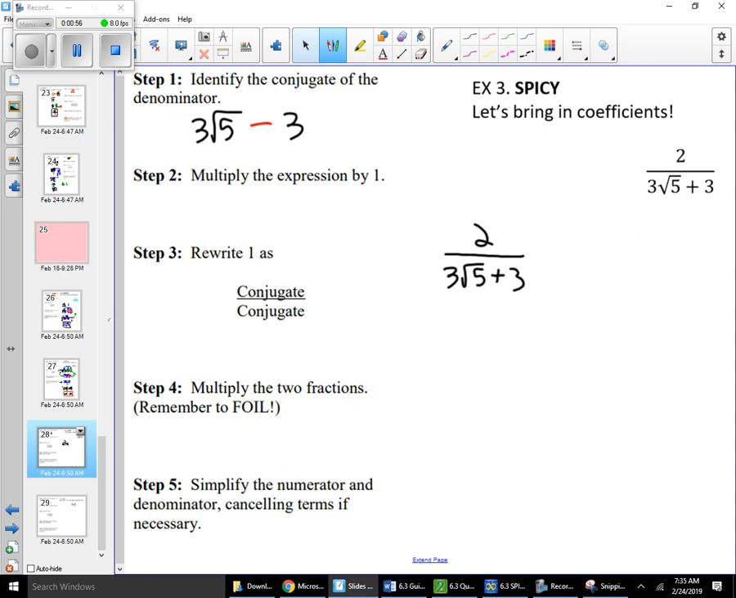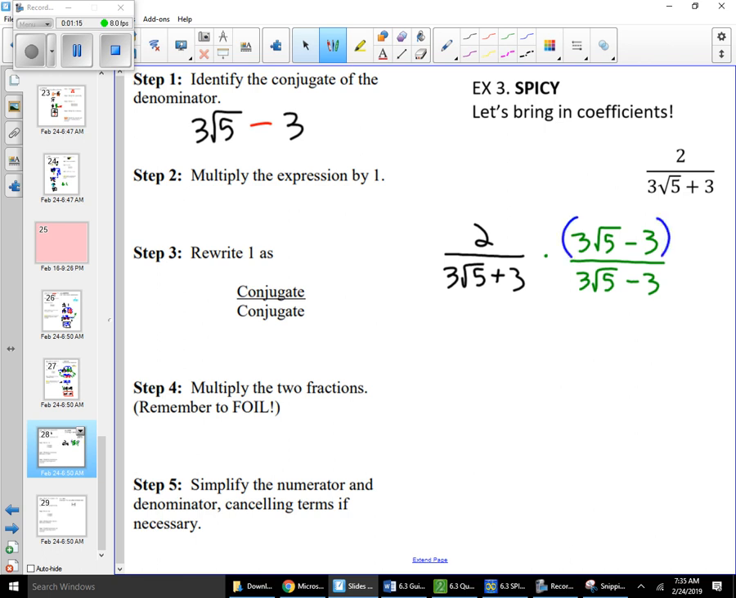So there's our original expression. And multiplying this thing by 1, well, 1 is the same as 3 root 5 minus 3 over 3 root 5 minus 3. Because any number divided by itself is just 1. So hopefully we kind of see the flow here. We know what's about to happen.